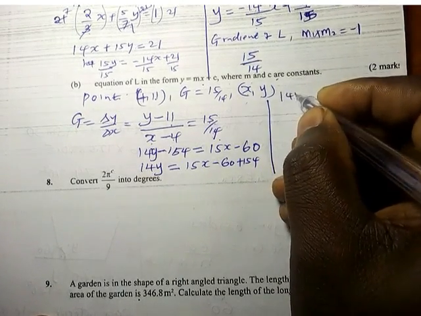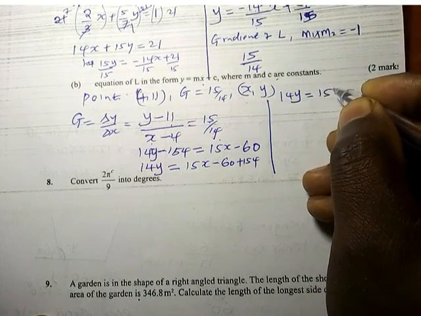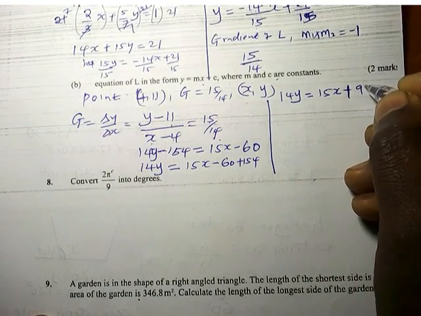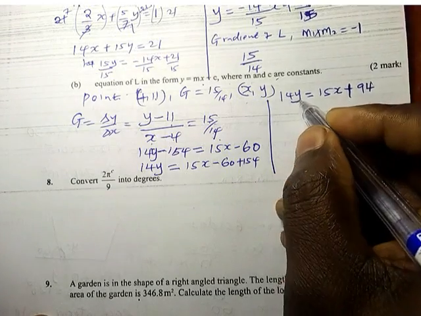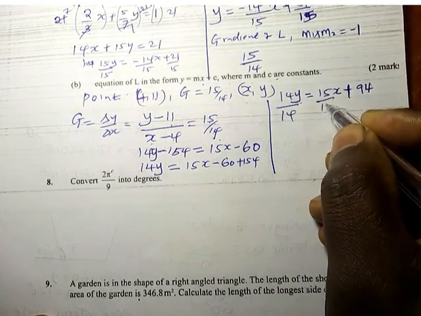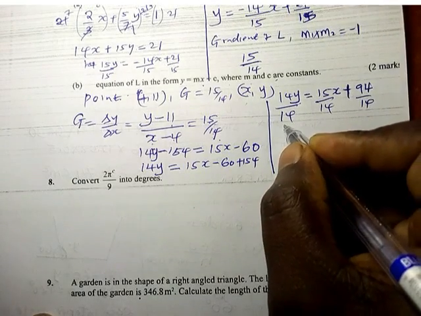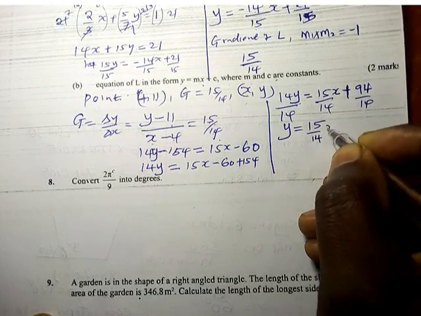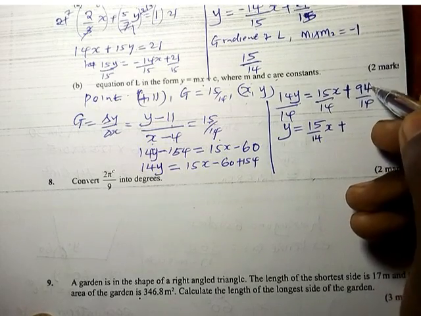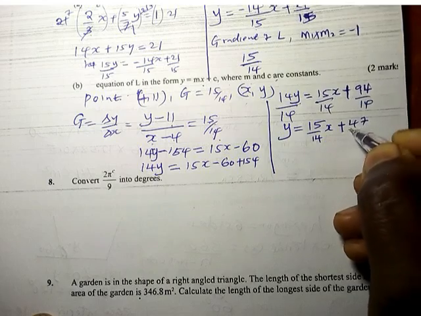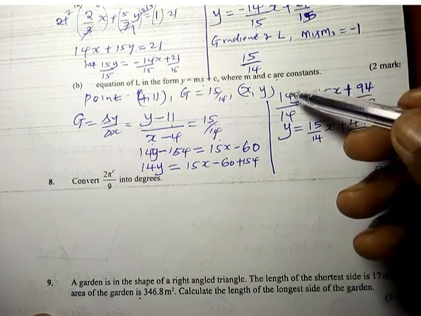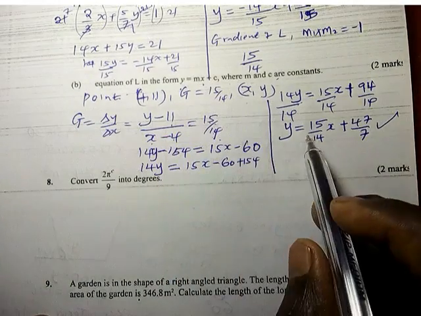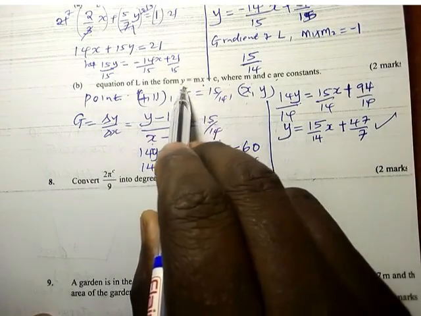So 14y equals 15x plus 94. So we want y alone, so divide by 14. So y equals 15 over 14 x plus, we can simplify, 2 here 47, 2 here 7. So the equation of this line is this, and this one is in the form of y equals mx plus c. It means you must make sure y remains alone here for it to be in this form.